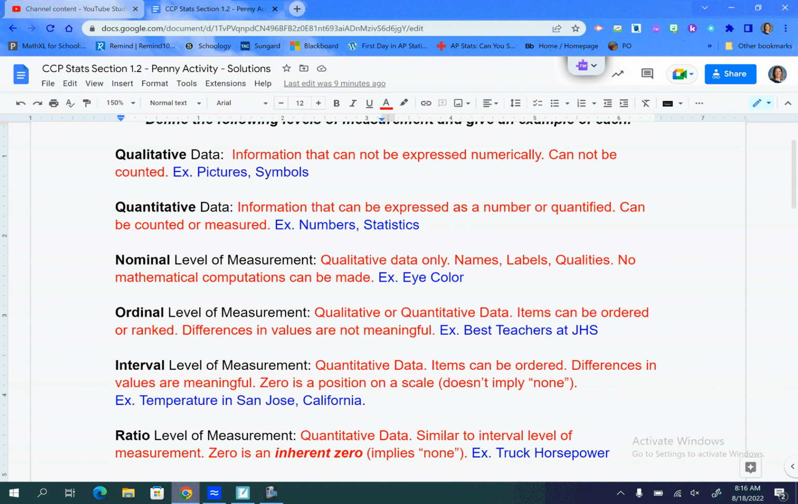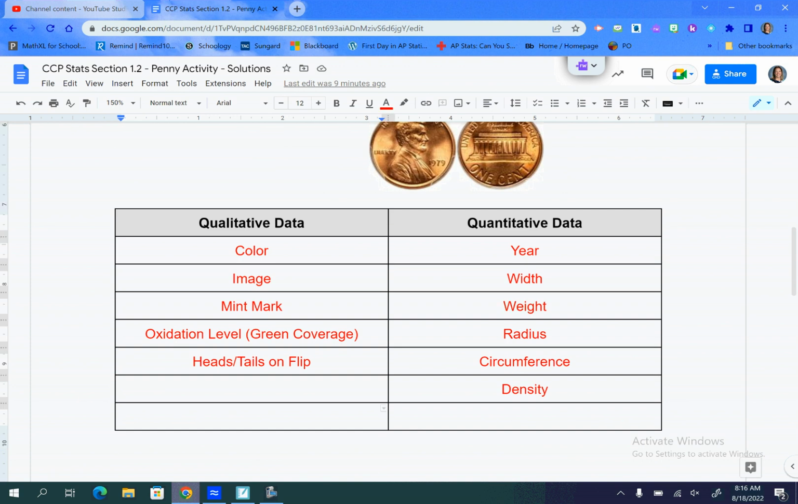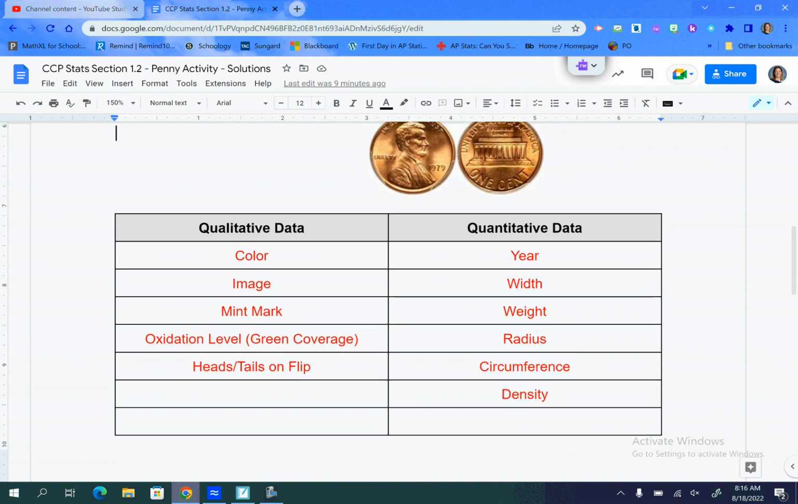And then ratio level of measurement is stuff that we can actually do all those calculations with. We can measure, so horsepower is an example. In that level of measurement, the 0 means none. So we call that, I went down too far. We call that an inherent 0. You might see that word.